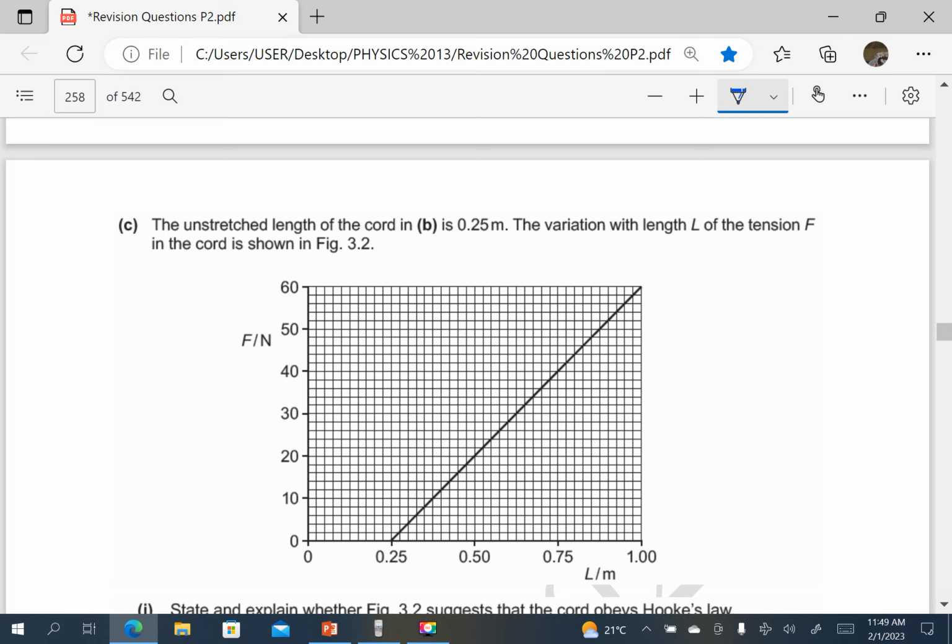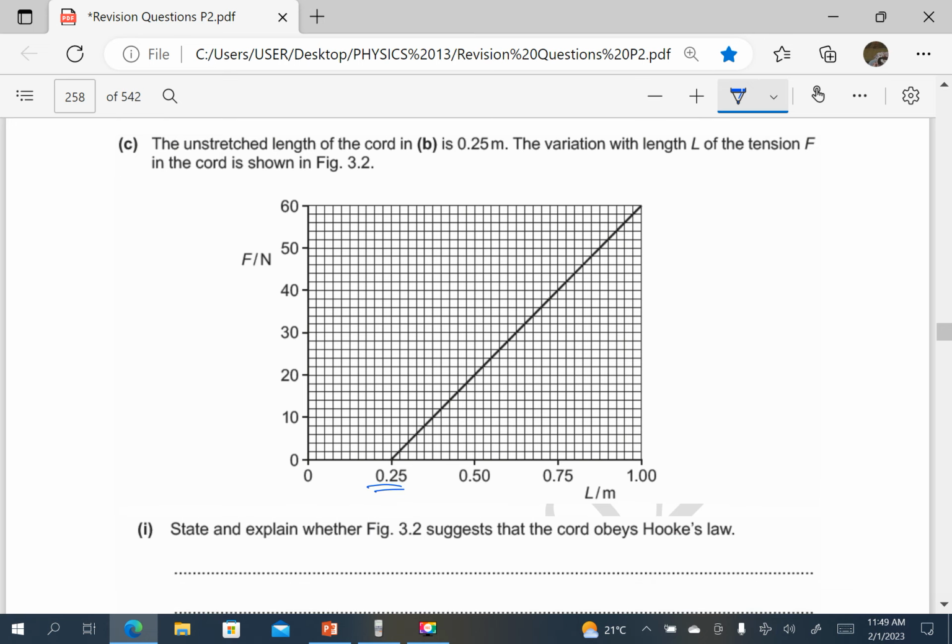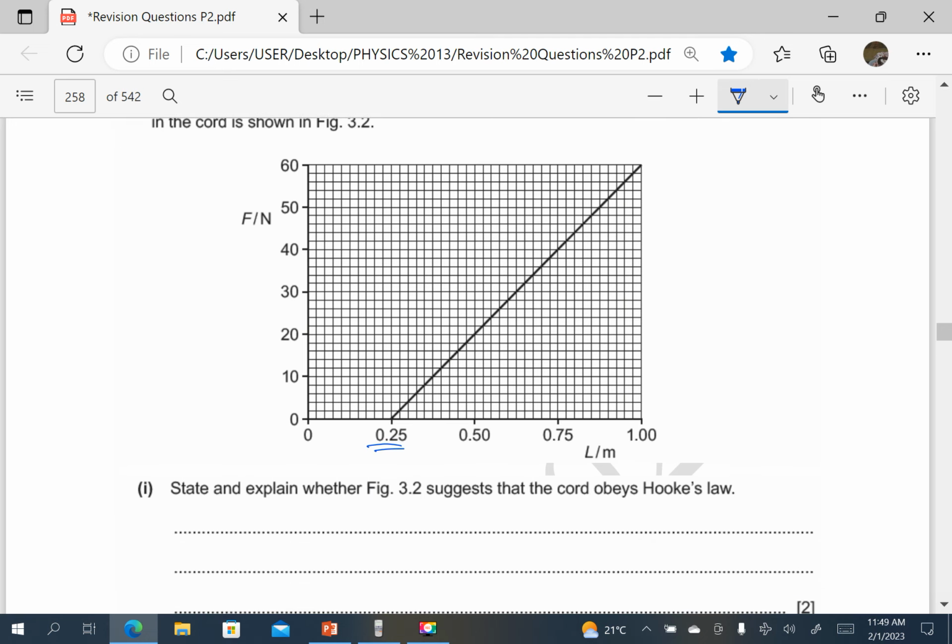The unstretched length of the chord is 0.25, so this is the original length. The variation with the length L of the force tension F in the chord is shown here. State and explain whether the figure suggests that the chord obeys Hooke's law. You notice that when there is no load, the length is the same as the original length. And as the load increases, the length now increases. That means extension is directly proportional to the applied load, so Hooke's law is actually obeyed.